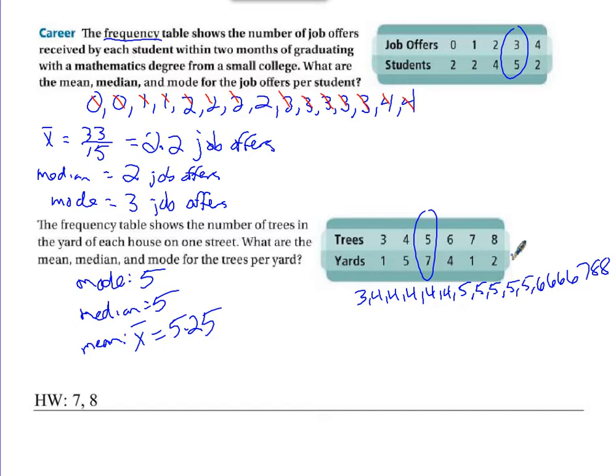When you're reading the frequency table, though, be careful. Make sure that you're writing down the correct numbers, not the 1, 5, 7, 4, 1, 2. You're writing down 3, 4, 5, 6, 7, 8.